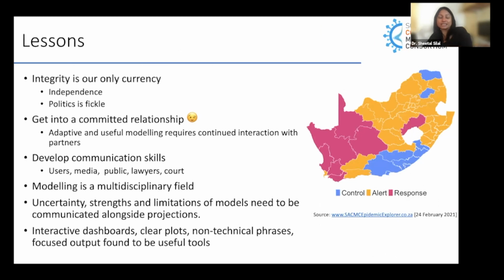Now, what are the lessons? And I think this is quite important, something I'd like to dwell on. I'm talking right now in the context of COVID, but these are really universal lessons that modelers who work in policy or work directly with in the policy development setting should be aware of. The first is that integrity is our only currency.